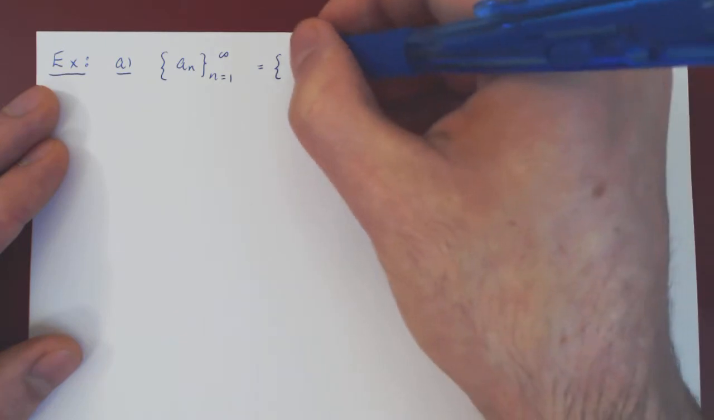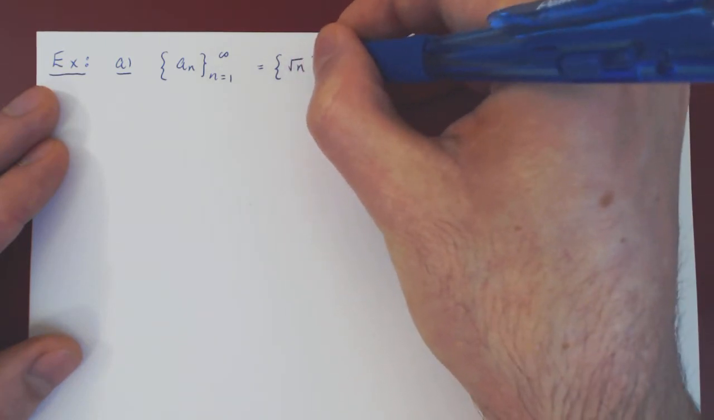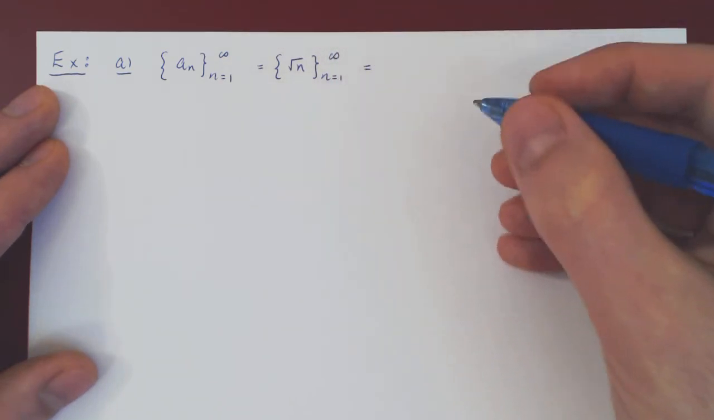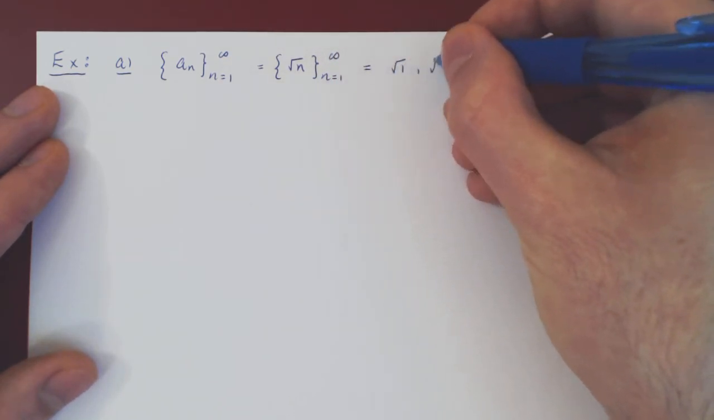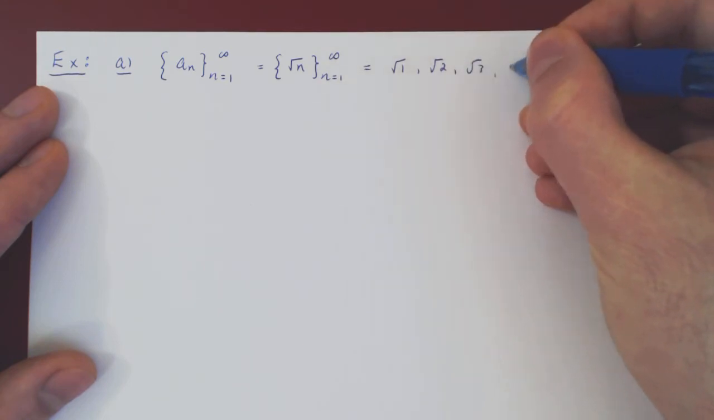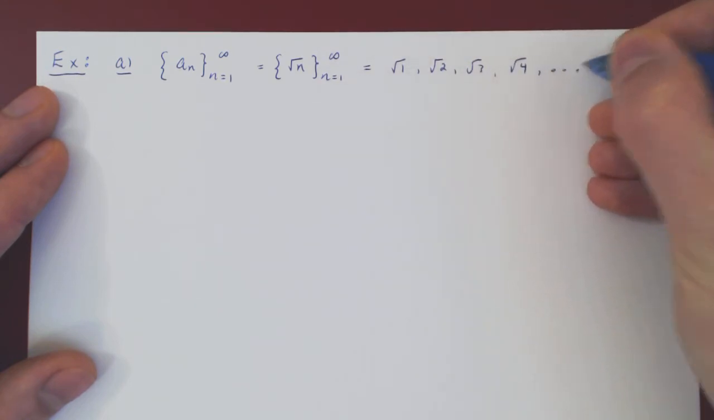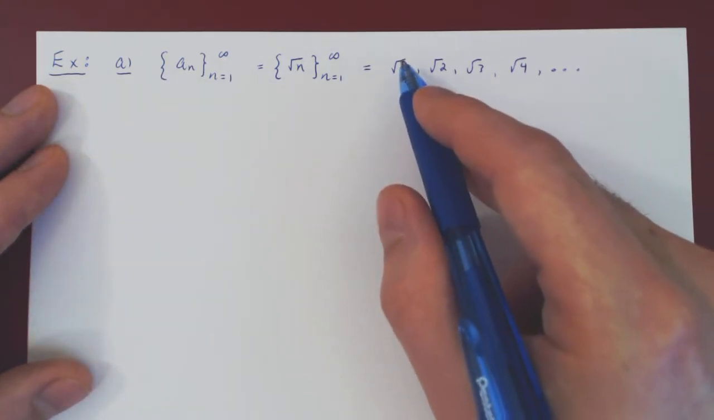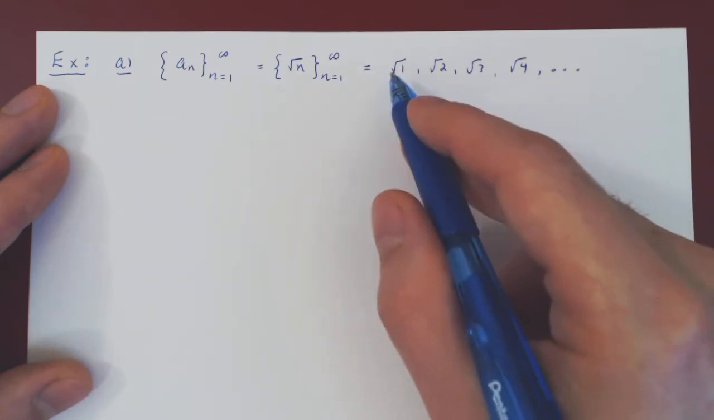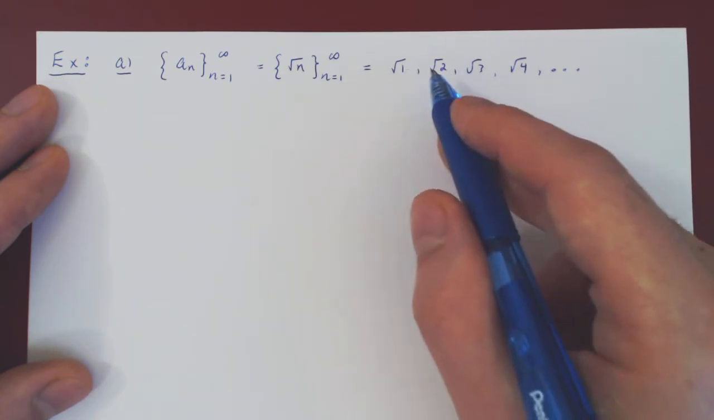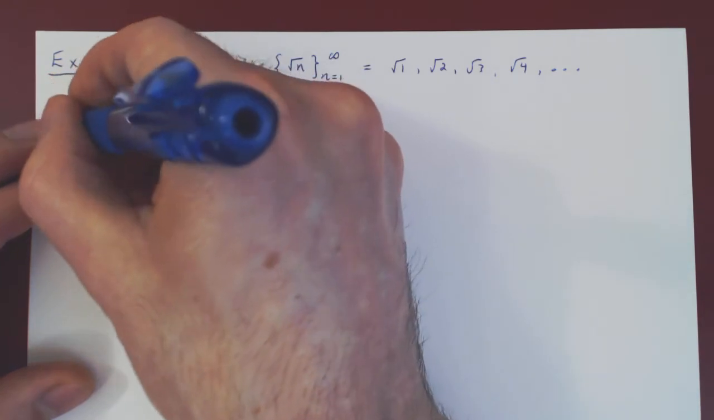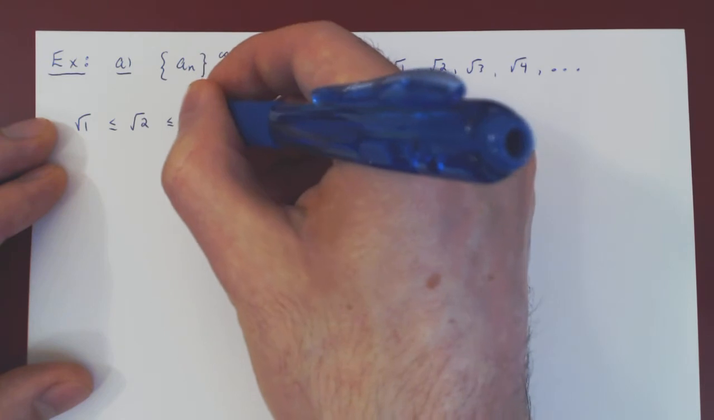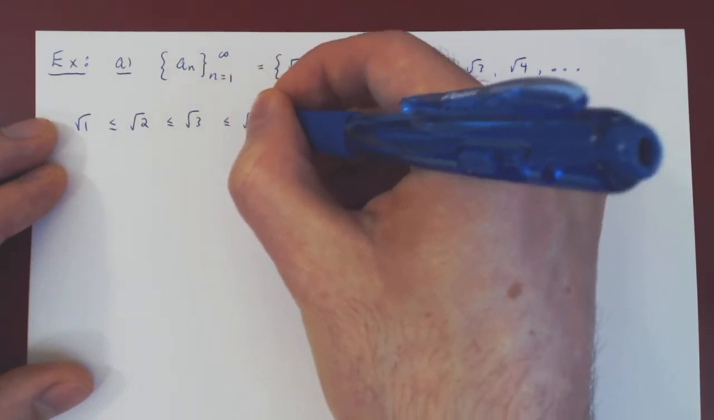What if we take quite simply the root of n sequence? So the first few terms are root of 1, which is 1, root of 2, root of 3, root of 4, and so forth. And this sequence is clearly monotonically increasing, as the square root is an increasing function. When the argument gets bigger, the square root also gets larger. So we know that root of 1 is at most root of 2, which is at most root of 3, which is at most root of 4, and so forth.